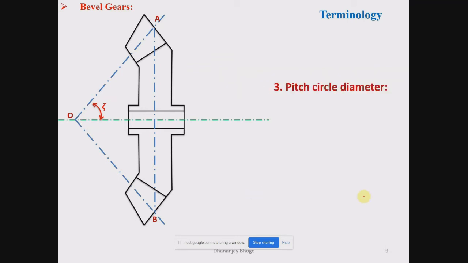You know? Number 3, pitch circle diameter. Don't write the definitions, only write the name, pitch circle diameter. We will show the pitch circle diameter in the diagram.